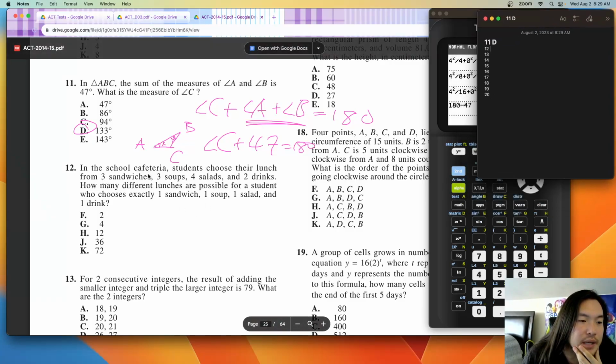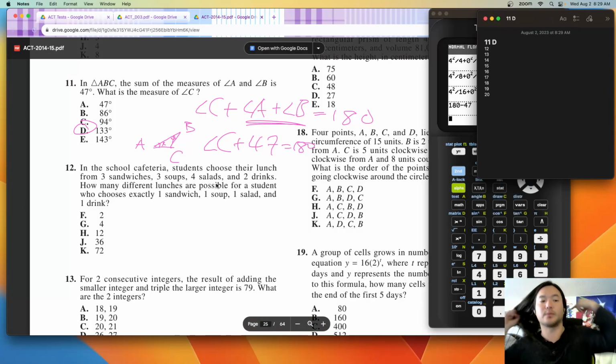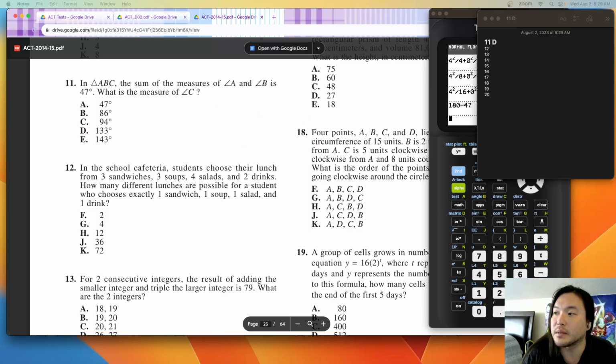Question 12. In the school cafeteria, students choose their lunch from 3 sandwiches, 3 soups, 4 salads, and 2 drinks. How many different lunches are possible for a student who chooses exactly 1 sandwich, 1 soup, 1 salad, and 1 drink? These questions are pretty simple if you just want the algorithm. For a lot of these, all you really need to know is the algorithm. So we have all these options. Here it becomes very simple. You do 3 times 3 times 4 times 2, and then you're done.